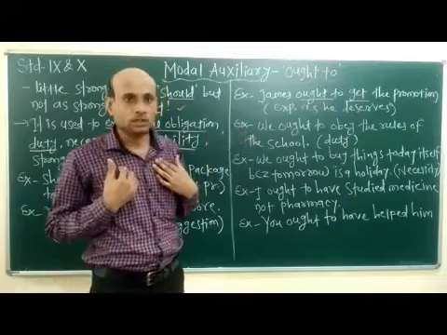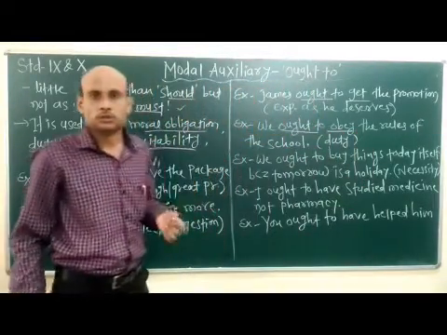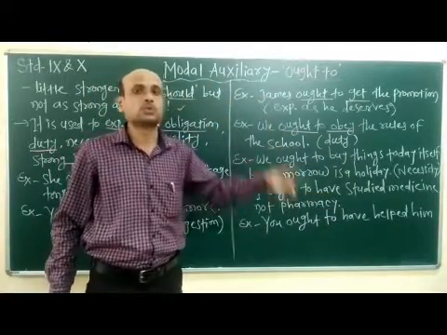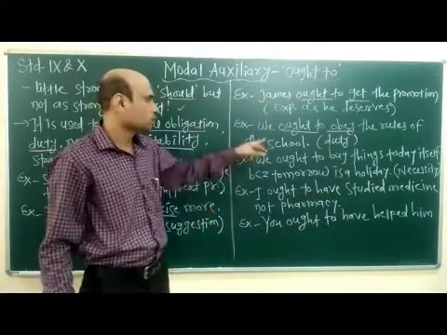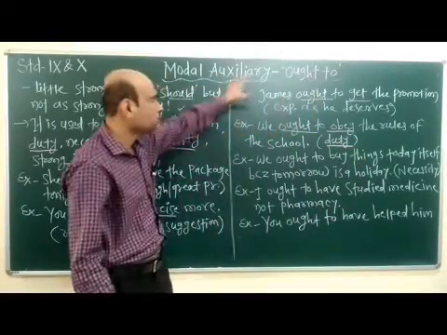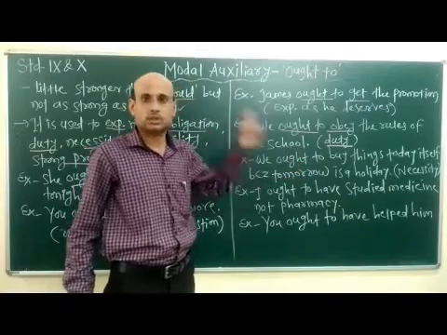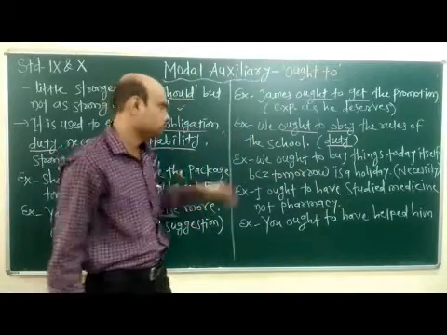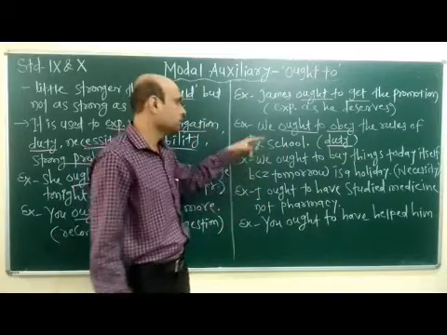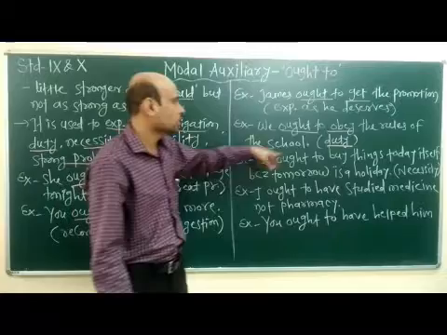Next, we ought to obey the rules of the school and college. This is our duty. Ought to, then obey, the base form of the verb. So we can say that you ought to obey the rules of the school or the college. It is our duty. To express our duty, we can use ought to, that you ought to do this. This is your moral obligation or duty. So to express obligation and duty, we can use this modal auxiliary.